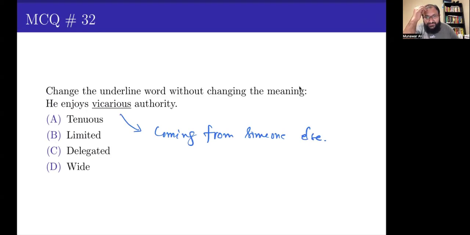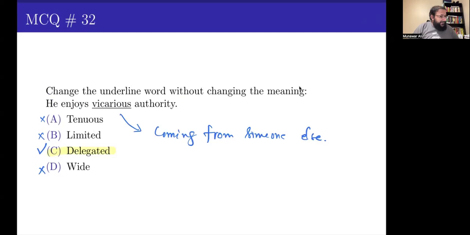You can see, okay, we have politicians, and there are those people who work with the politicians, and these people use this vicarious authority, authority of not their own, but the authority of the politicians to just get all the things done that they want. Okay, so this word is similar in meaning to the word delegated, because wide is not similar to that, limited is not similar, and tenuous means something that is weak. So the similar word is delegated. So the authority is delegated from someone else. So they are basically enjoying this vicarious authority.